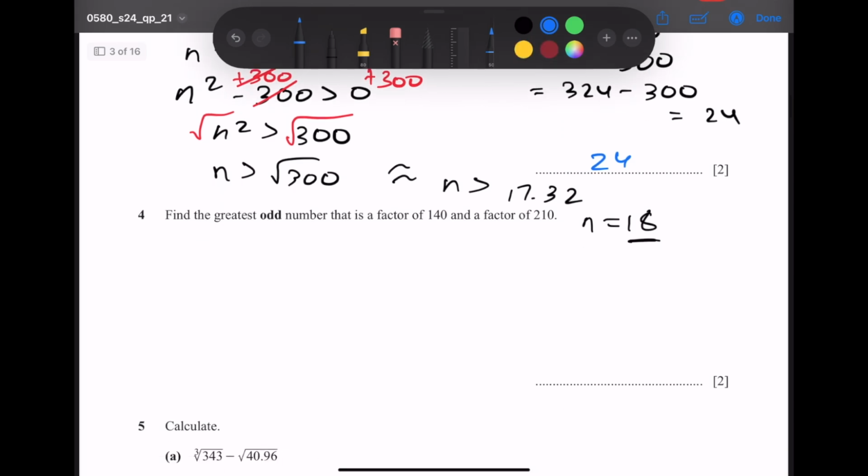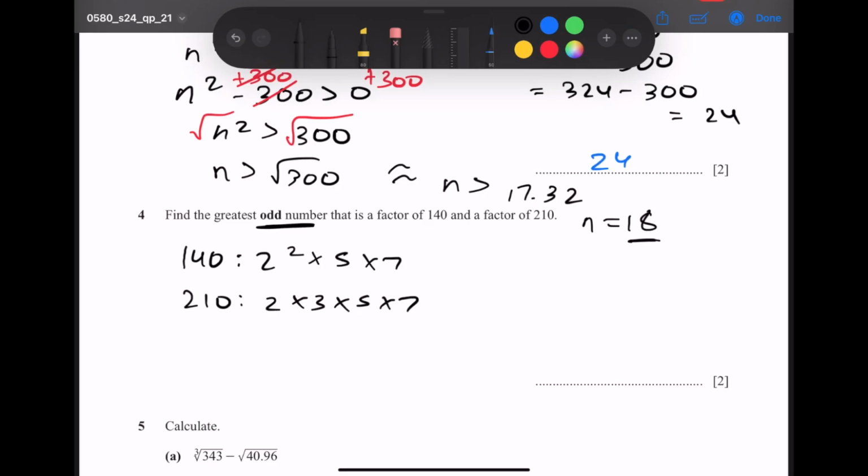Question 4. Find the greatest odd number that is a factor of 140 and a factor of 210. So the prime factors of 140 are 2 squared times 5 times 7. And the prime factors of 210 are 2 times 3 times 5 times 7. So the way of finding the HCF is finding all the common factors. However, in this case, the question is asking for the greatest odd number that's a factor of both 140 and 210. So this means that the HCF should be odd.